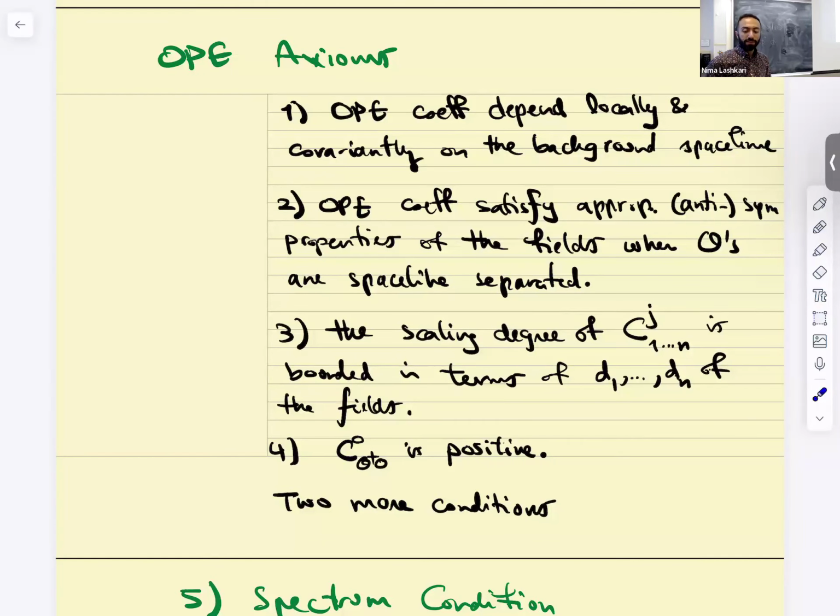There are two more conditions that I want to go through. These are fancy conditions, but I promise 10, 15 years from now, the textbooks would be discussing these in detail. We never learned about this stuff when we took quantum field theory. It's in none of the books because the books are outdated.